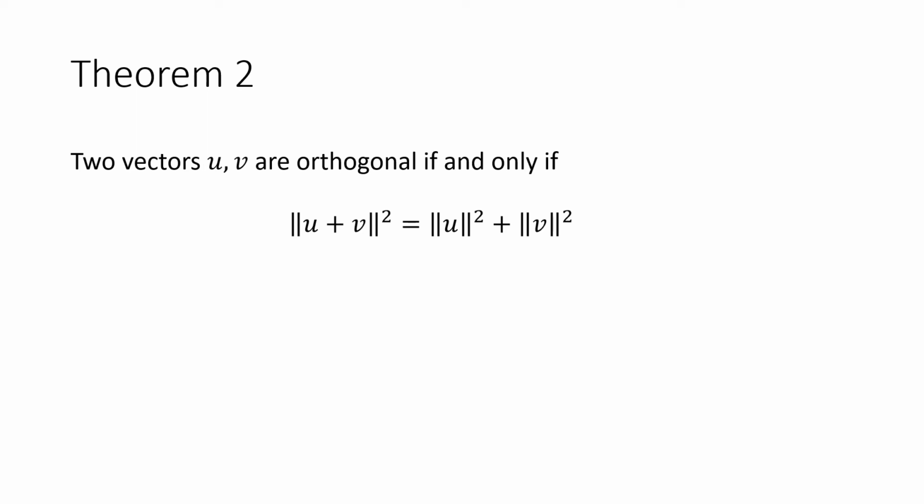Theorem 2: two vectors u and v are orthogonal if and only if the norm of u plus v, squared, is equal to the norm of u squared plus the norm of v squared. Yeah, squared on all of those. And if you go back to the stuff that we just calculated, you'll see that this only works because u dot v equals 0. So that's another idea of orthogonality, in terms of norms or in terms of dot products.